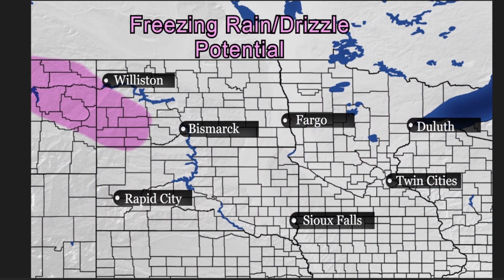And we also have that freezing rain and freezing drizzle potential. Again, main concern being down here into the southwestern parts of North Dakota. That's our main concern. We could see a little bit stretching somewhat into South Dakota. We'll keep an eye on that and see if that does indeed develop. But for now, we're just going to keep our focus on North Dakota.